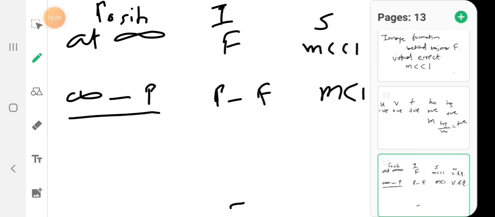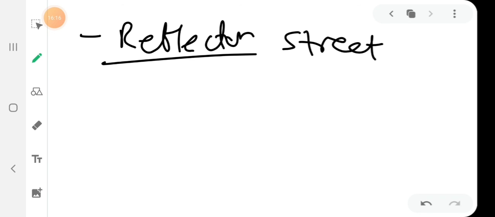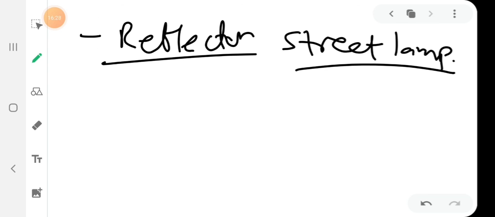Now, in short, let us talk about the uses of convex mirror. Where are convex mirrors used? As we know, these convex mirrors are used as reflectors in street lights. They work as reflectors. The solar lamps or street lights installed by Mahavitaran, this is used on them. Because this mirror diverges the light falling on it and illuminates a larger area. It covers a very large area.